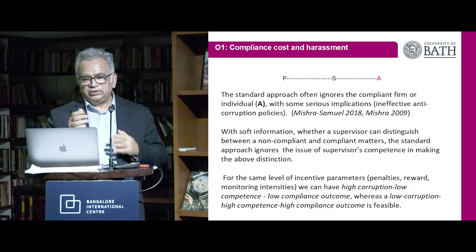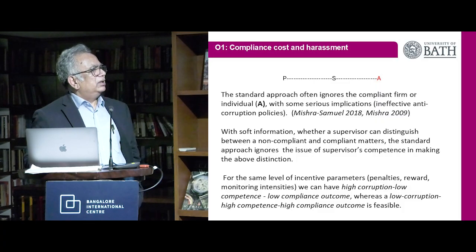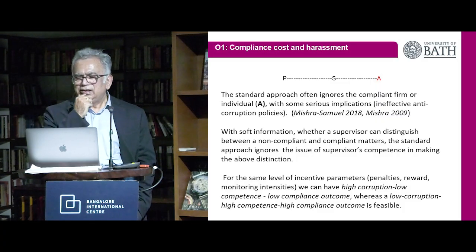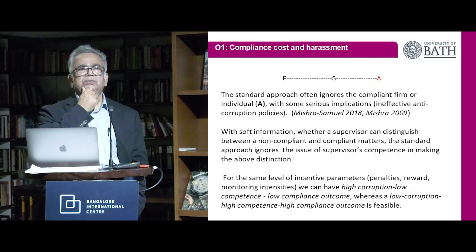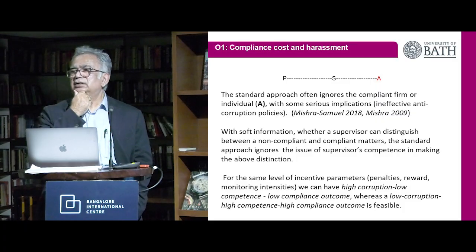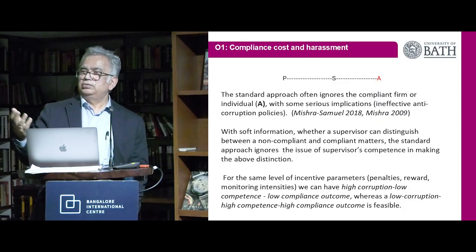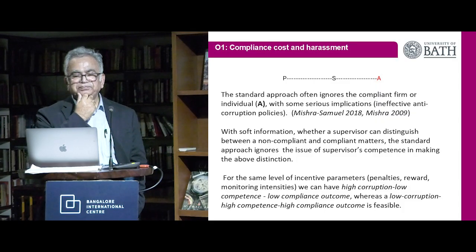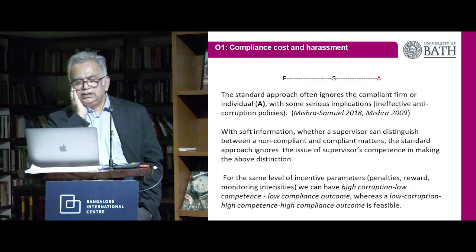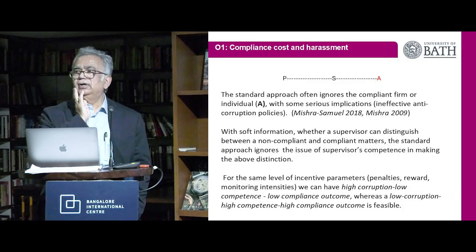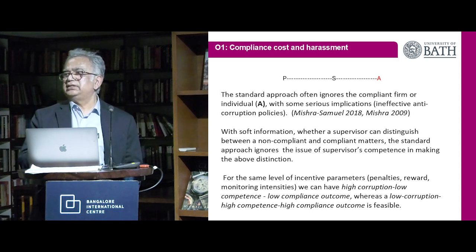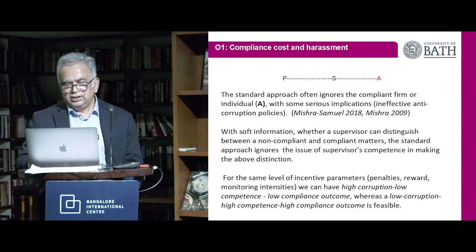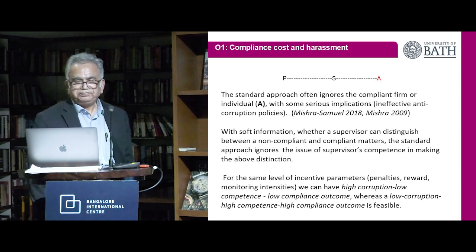But when we looked, with Andrew Samuel, at some of the cases where we ignored the fact that there are firms or individuals who comply with the law, who pay their tax obligations, when you ignore those people, then we end up with highly ineffective anti-corruption policies. I'm going to show it at the bottom.